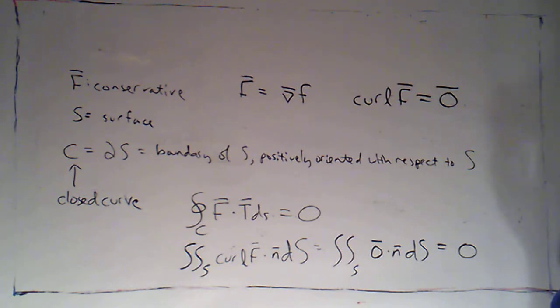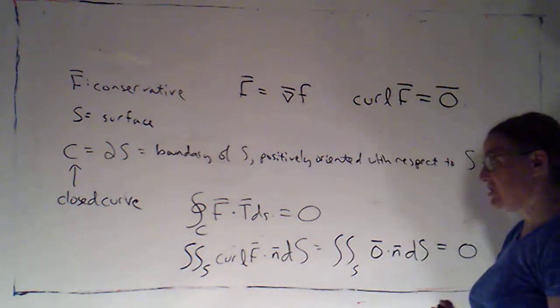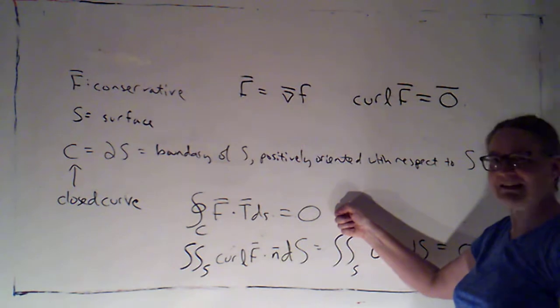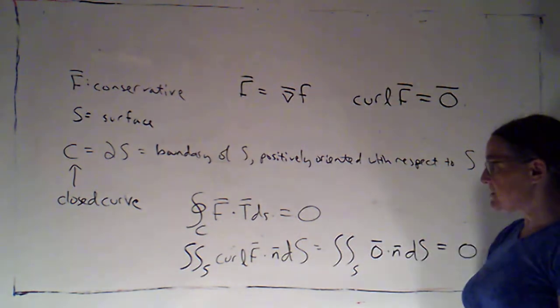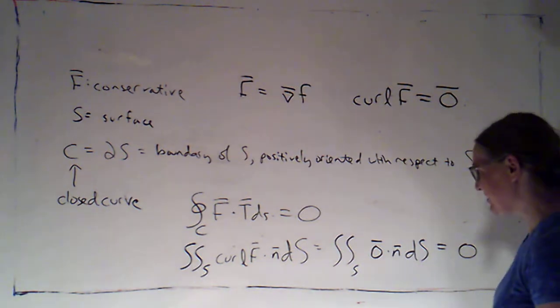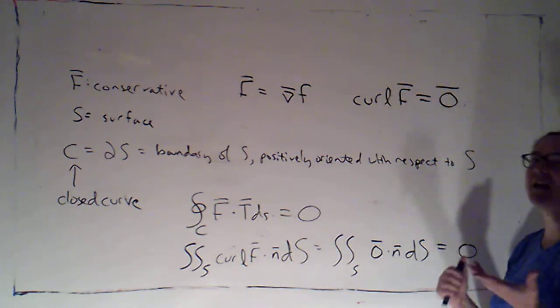If it's conservative, I can get that the work integral around a closed curve is going to be 0 one of 2 ways. I can use that fact from conservative vector fields that we studied back in, I think, 16.3, or I could use the fact that if it's conservative, its curl is 0. So if I apply Stokes' theorem to do a surface integral, I'm just going to be integrating 0, and I'm going to get 0.